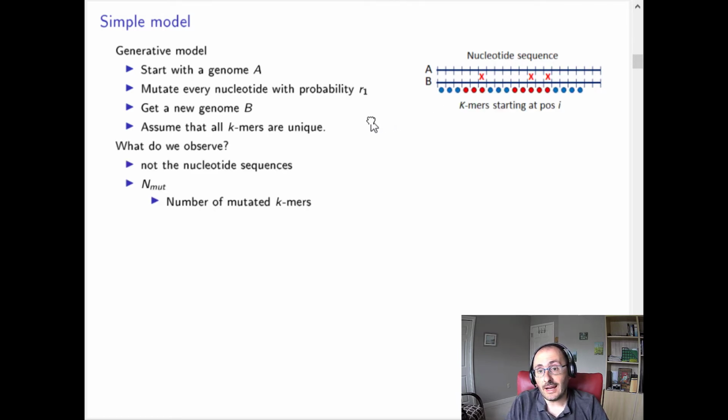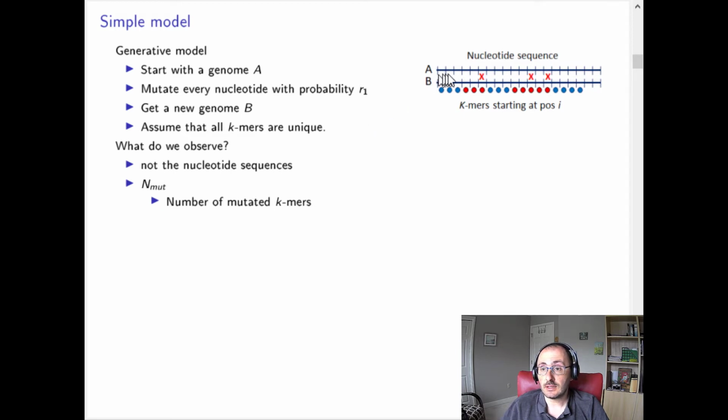Now, we don't actually observe the nucleotide sequences in this model. What we observe are the kmers that belong to those sequences. And for algorithms that work with de Bruijn graphs, or just in general that are kmer based, this is often the case. Well, one variable we might observe actually is the number of mutated kmers.